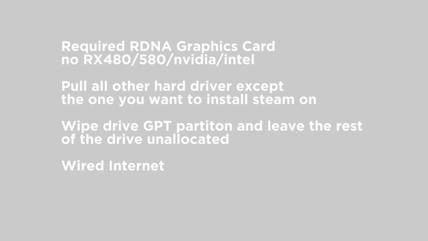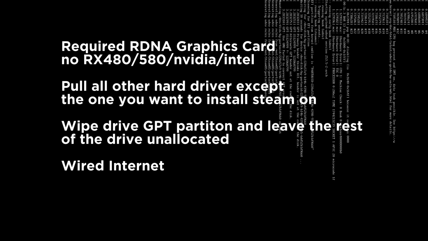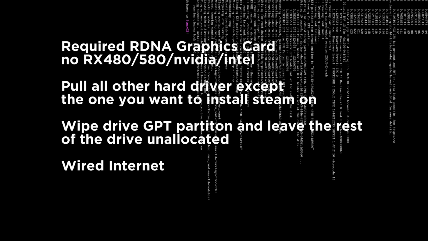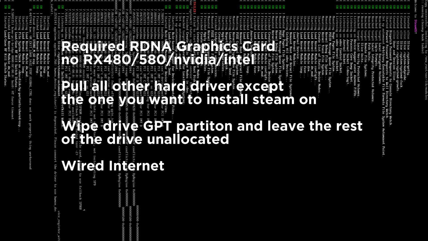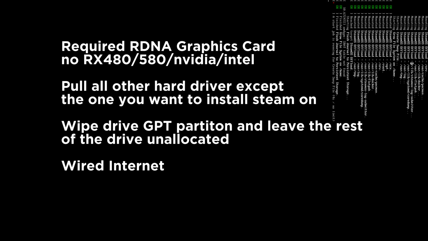Okay, so USB in, boot to the USB, but there are some prerequisites that I put on the screen here for you. You need to have an AMD graphics card that has RDNA architecture, so you can't have the earlier ones. I think it's GCN, which is the Polaris cards. You can't have NVIDIA and you can't have Intel. You need to remove all the other hard drives from the machine apart from the one that you want to install Steam onto. You need to wipe that drive and just do a GPT partition table, but leave the rest of it unallocated. Don't put a partition on there.